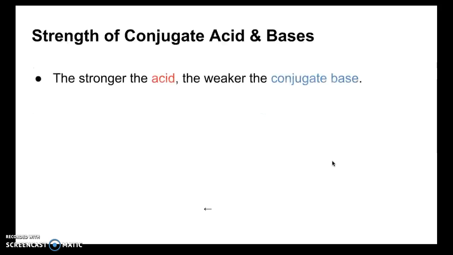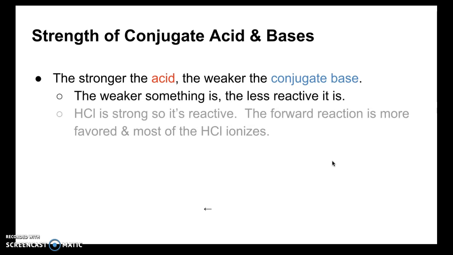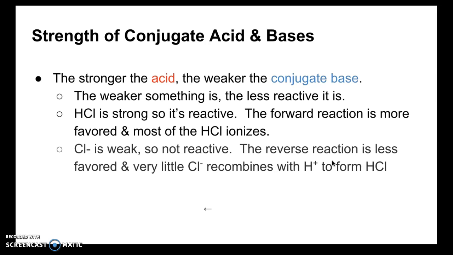Okay, so here's something that you saw in the video. I just want to recap: the stronger the acid, the weaker the conjugate base. And that's because the weaker something is, the less reactive it is. HCl is strong, so it's reactive, and that means the forward reaction is more favored, and most of the HCl ionizes. Cl minus is weak, so it's not reactive, and the reverse reaction is less favored, and very little Cl minus recombines with H+ to form HCl.